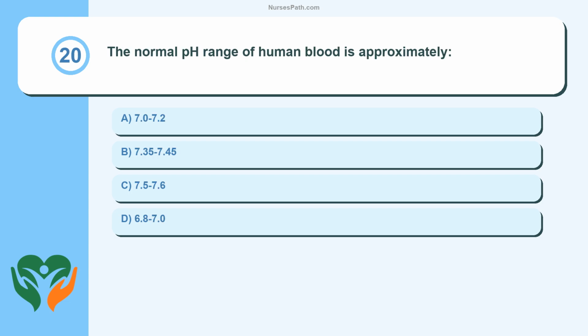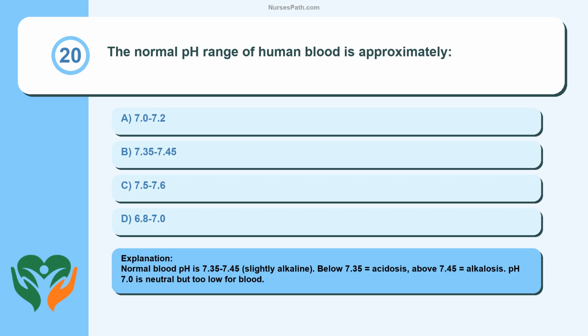Question 20. The normal pH range of human blood is approximately 7.0 to 7.2, 7.35 to 7.45, 7.5 to 7.6, 6.8 to 7.0. Normal blood pH is 7.35 to 7.45, slightly alkaline. Below 7.35 equals acidosis, above 7.45 equals alkalosis. pH 7.0 is neutral but too low for blood.